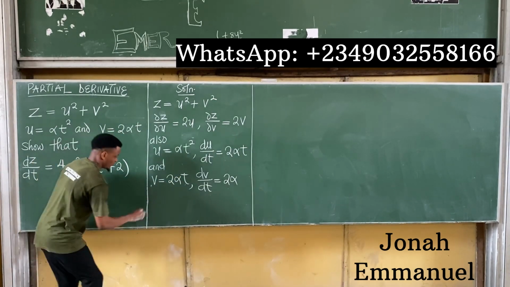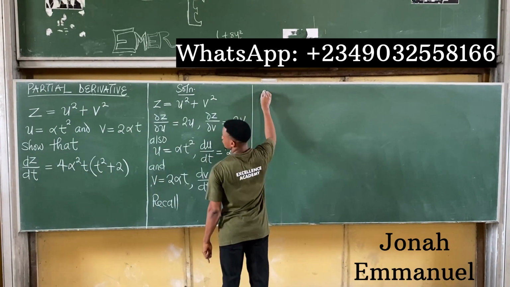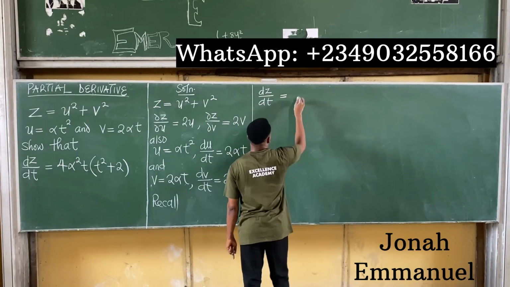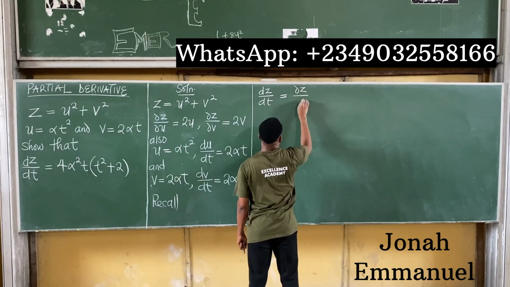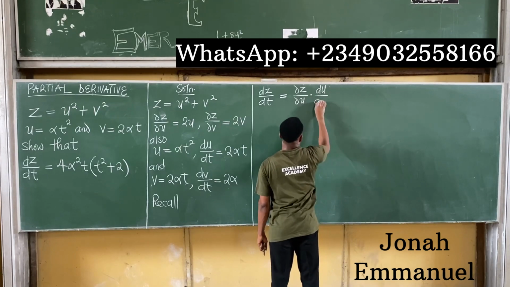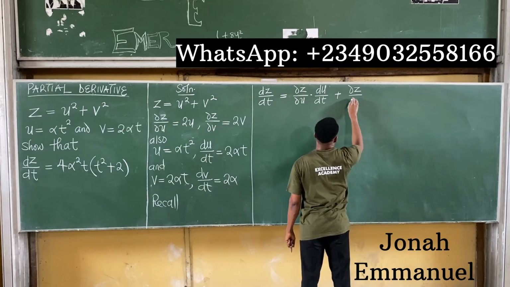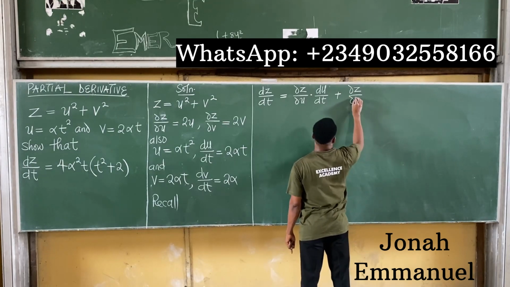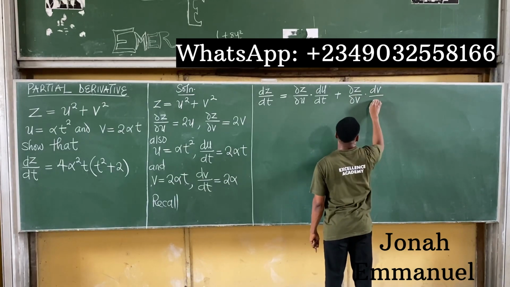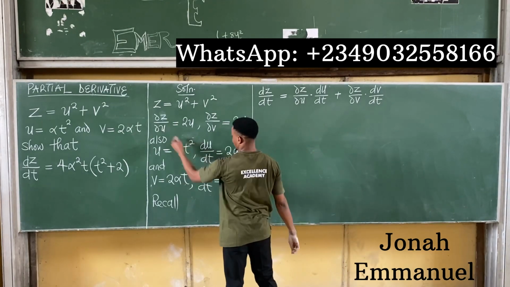All right, from here, let's recall a formula. Recall that total z over total t, my formula is partial z all over partial u dot total u over total t plus partial z all over partial v dot total v all over total t. All right, that's like the concept. All right, so this partial multiplying total.